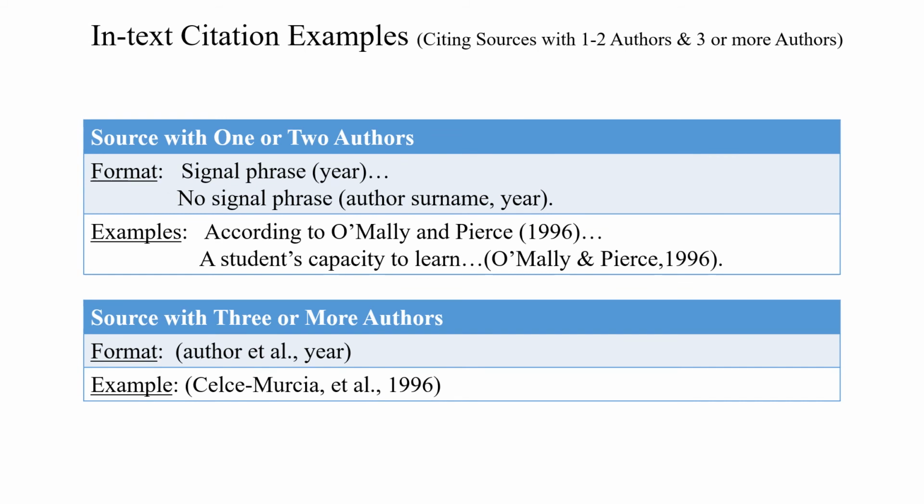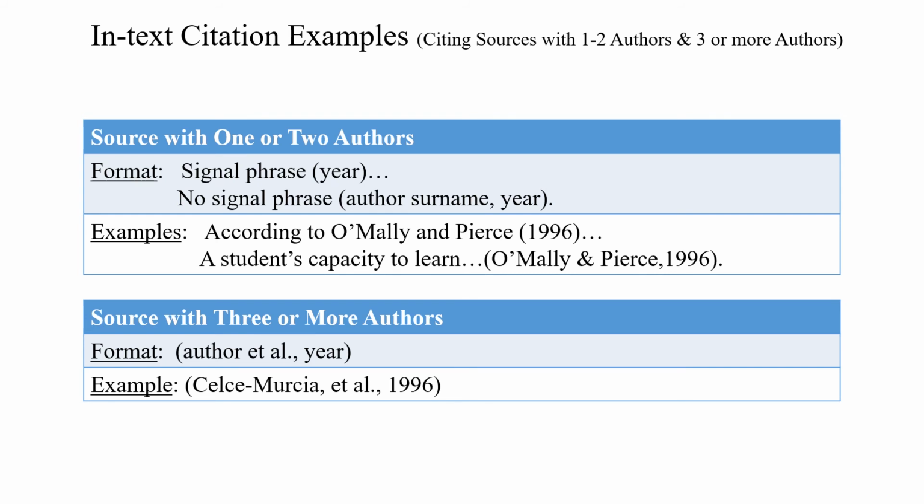Now we move from the format of a reference page to how to cite your references within your paper or slides. The first example is citing a source with 1 to 2 authors. Our source in this example is O'Malley and Pierce, a reference from 1996. There are 2 types of citations, narrative and parenthetical citations.